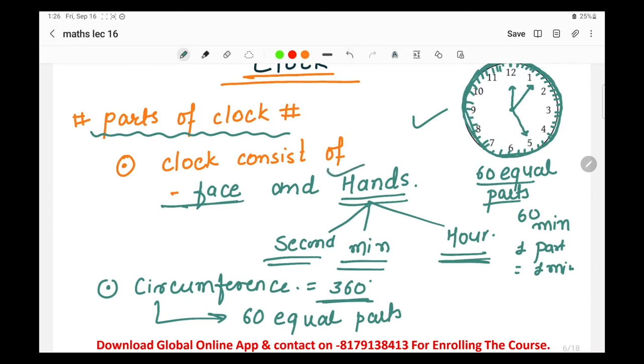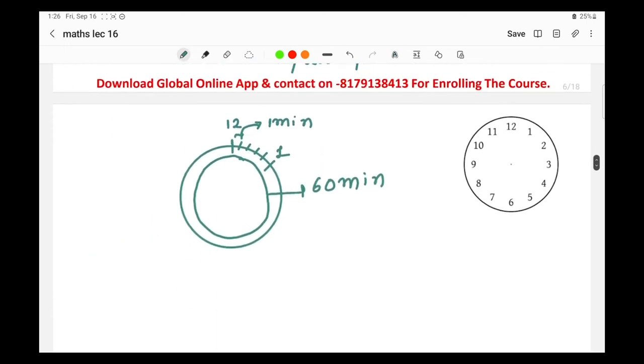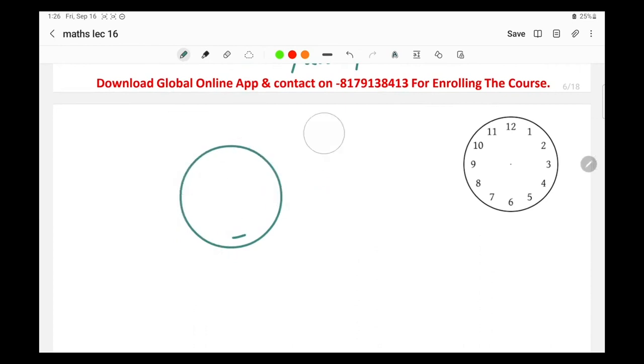In the hands we find three different hands: the second hand, minute hand and hour hand. The circumference of the circle, which is equivalent to 360 degrees, denotes 60 equal parts of the clock, and 60 equal parts is equivalent to 60 minutes. It means one part is equivalent to how many minutes? It is equivalent to 1 minute. These are the things you have to remember regarding the clock.